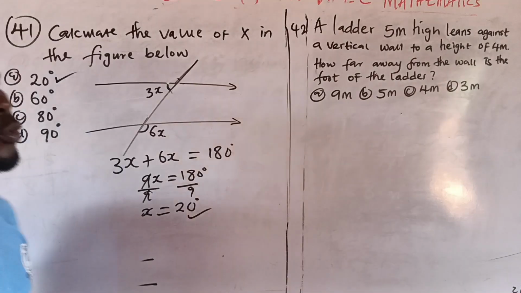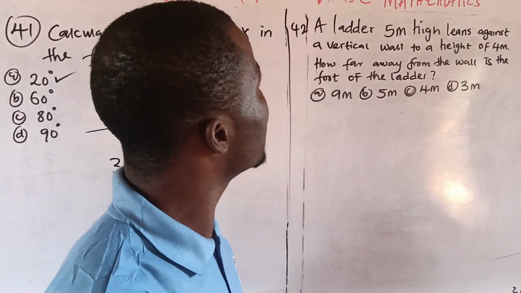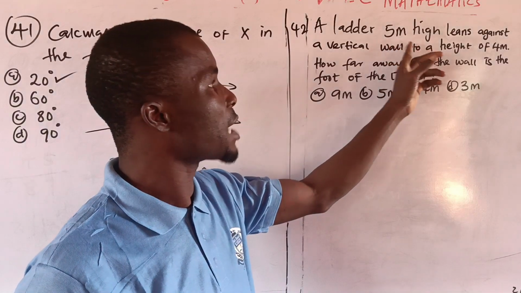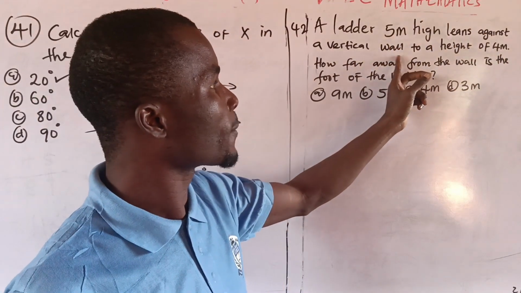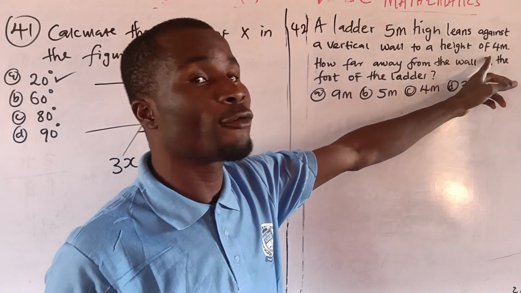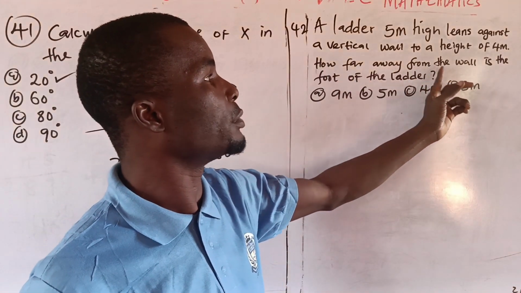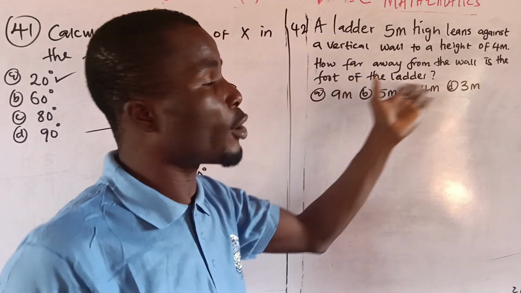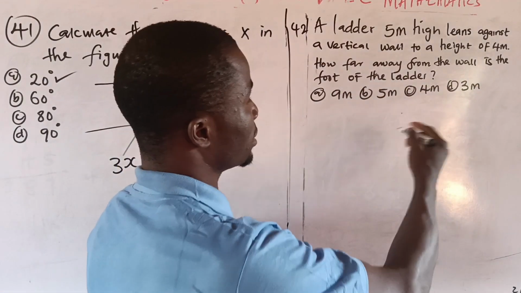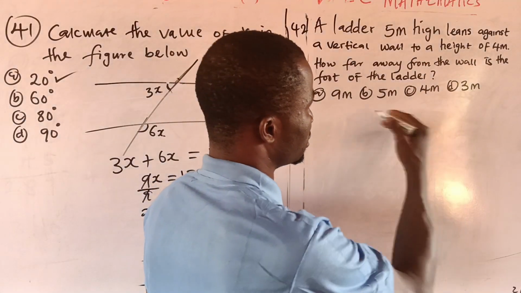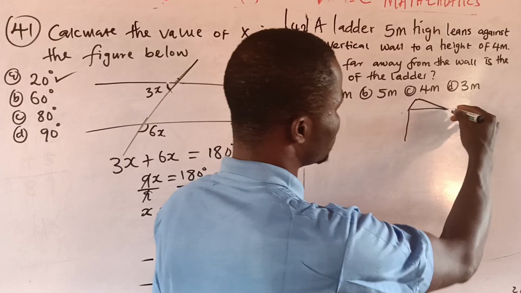Now let's go to question 42. Question 42 says, a ladder 5 meters high leans against a vertical wall to a height of 4 meters. How far away from the wall is the foot of the ladder? Now this is how the question looks like. They said there is a building. Let's assume this is the building.